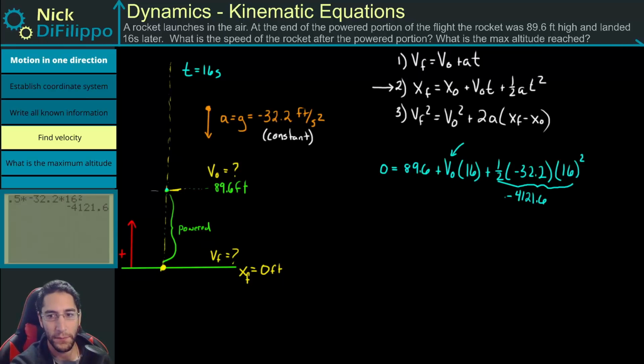So I can add 89.6. I can move it to the other side of the equation. And I can divide by 16. So that gives me an initial velocity of 252 feet per second.